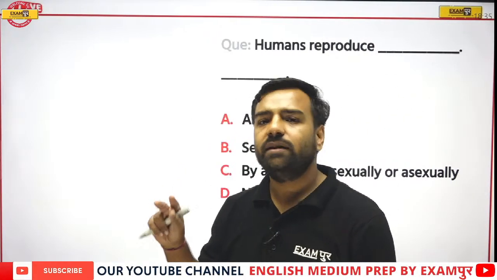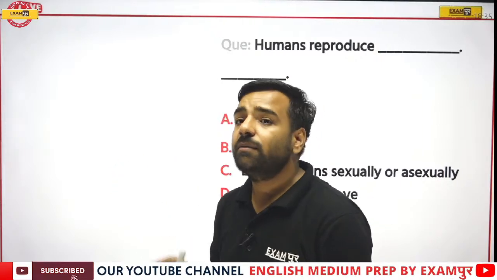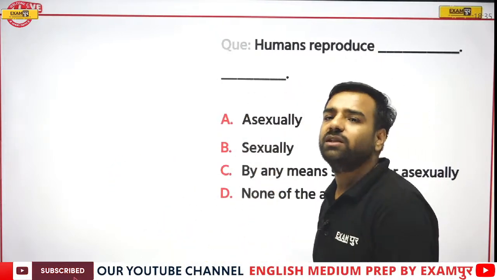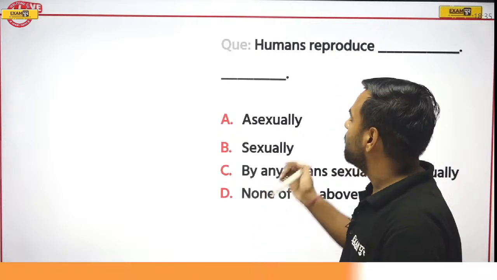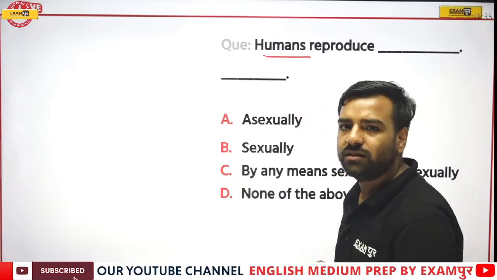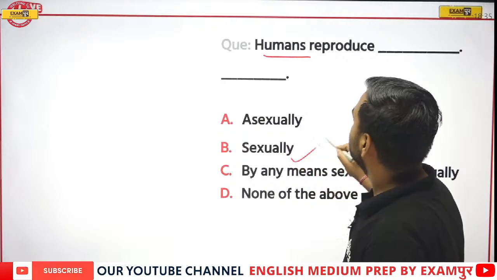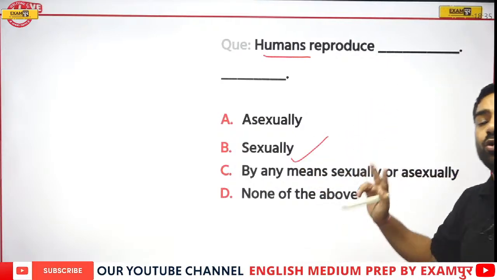Two parents are required. One is male, one is female. But when we talk about asexual reproduction, only a single parent is required. But this is not possible in the case of humans. True? So that's why we say that humans reproduce sexually, where two parents are required.